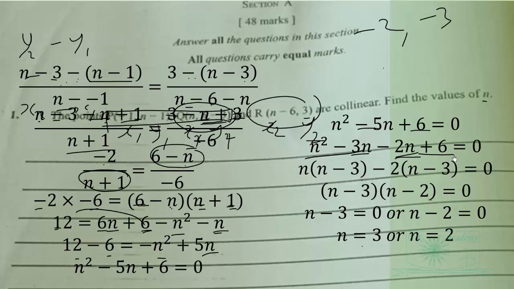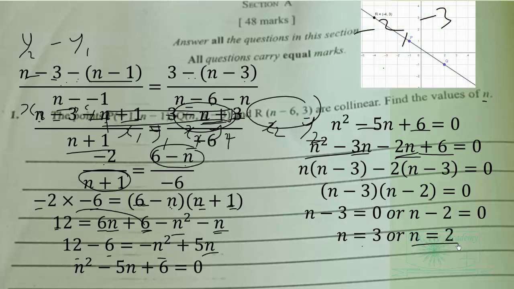When we substitute n equals 3 or n equals 2, let's take for instance n equals 2. When we substitute, we get these points, P(-1, 1), Q(2, -1) and R(-4, 3). As you can see, they are in a straight line. And when we substitute n equals 3, we also get points that are in a straight line.